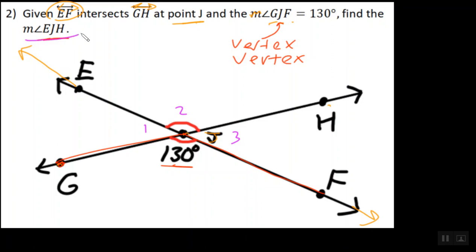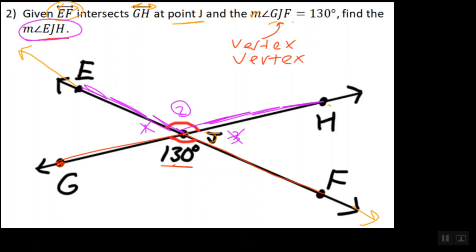By saying the measure of EJH, I can start at E, go to J, and then go to H. And wait a second, now I know that I'm actually searching for that angle 2. I don't care about angle 1 or angle 3. So using this three-letter identification system allows us to find specific angles that we're looking for.